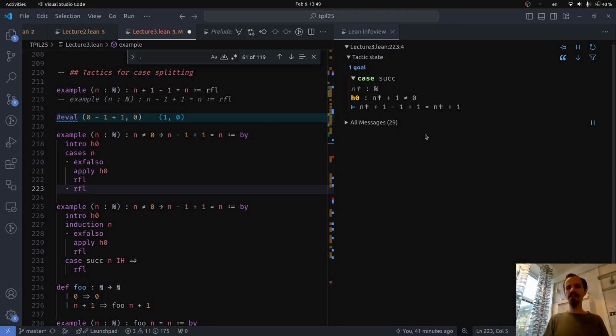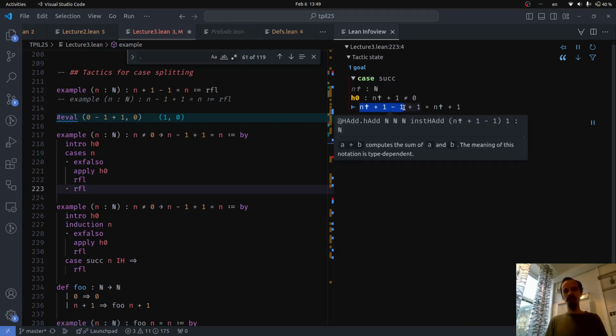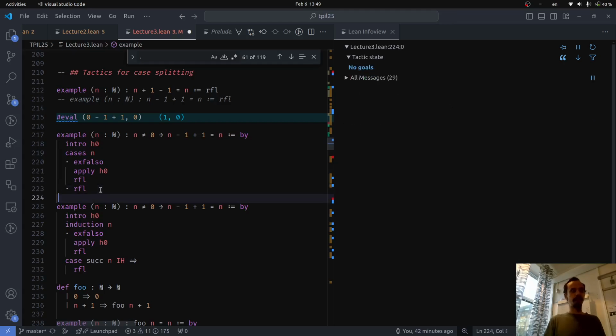In the second case, we have this thing, n plus 1 minus 1 plus 1 is the same as n plus 1. And this is true because it's a special case of this n plus 1 minus 1 equals n business. So this n plus 1 minus 1 cancels and becomes n plus 1. And since that's definitional, we can just prove the whole thing by rfl.